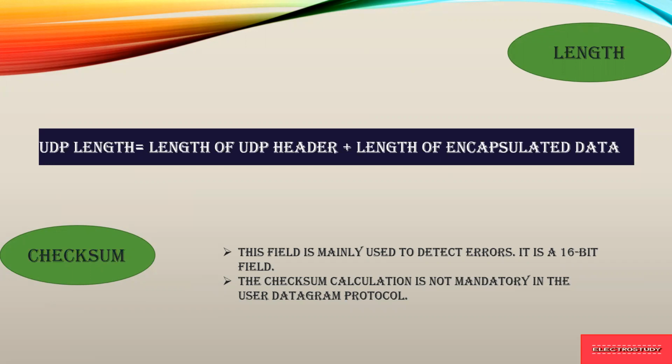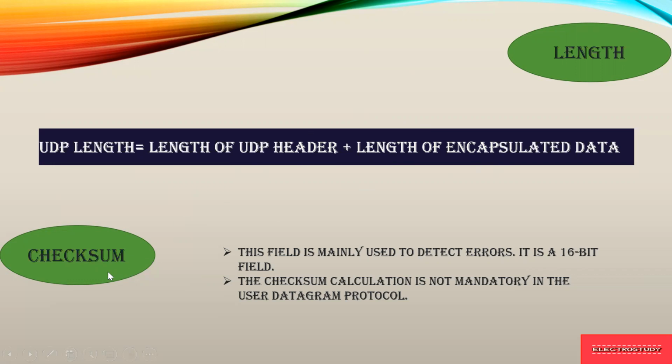So the minimum value should be 8 bytes, as the size of the header is 8 bytes. In total it is 16 bytes, but the minimum should be 8 bytes of data. Here, the UDP length is measured as the length of the UDP header plus the length of the encapsulated data. So the actual data including the header gives you the complete UDP length, which is 16 bytes, and the minimum is 8 bytes.